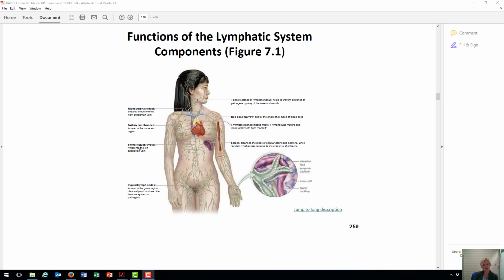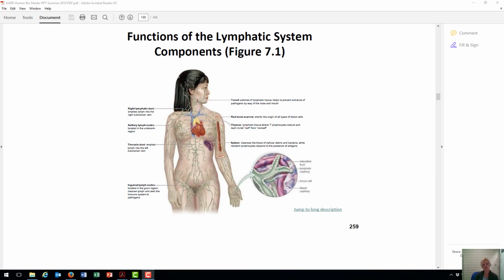And then we have the thoracic duct, which is a large lymphatic duct that empties into the left subclavian vein. That's where the lymphatic fluid, the lymph, meets the bloodstream and is returned back to the blood.